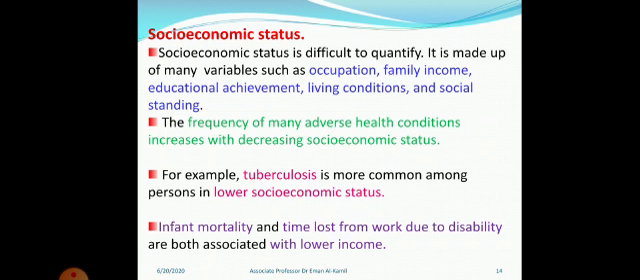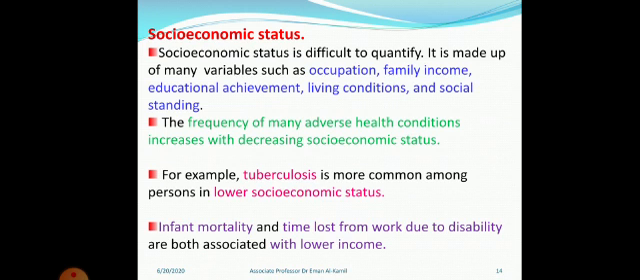But the frequency of many adverse health conditions increases with decreasing socioeconomic status. For example, tuberculosis is more common among persons of lower socioeconomic status because of poor nutrition, overcrowding, and lack of ventilation. So all these factors may predispose to the occurrence of tuberculosis. And it has also been stated that different types of infection are more likely to occur among people living in poor homes or low socioeconomic conditions.